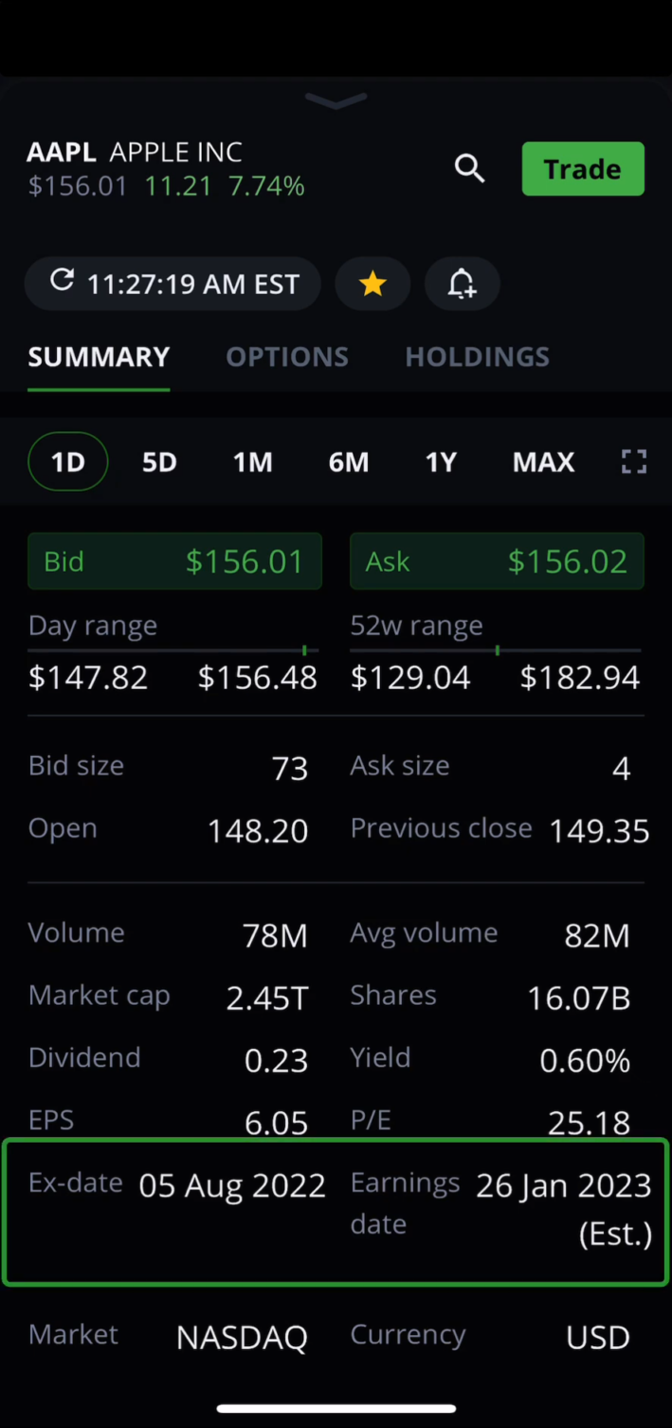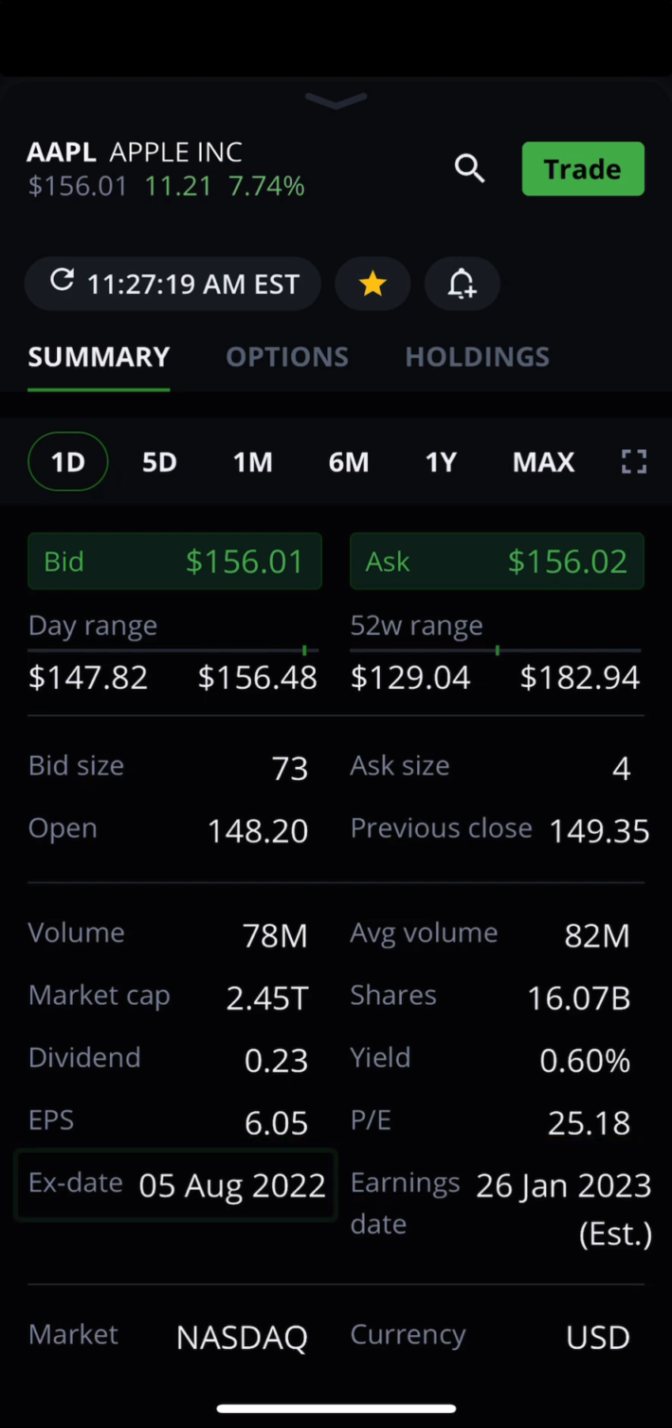Ex-date and earnings date are next. Ex-date, short for ex-dividend date, tells you the date by which you need to hold fully settled shares of the company to be eligible for the next dividend payout. Earnings date is when the company is scheduled to release its next financial report.